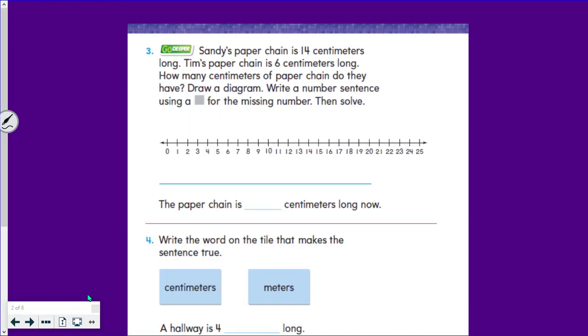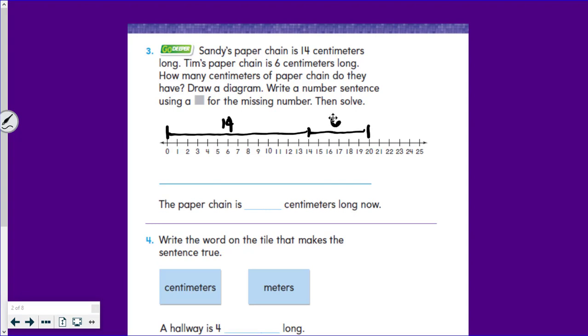Let's go to the next page. All right, so Sandy's paper chain is 14 centimeters long. So we'll start here, and it's 14 centimeters long. Okay, and then we'll write 14 above that line. And then we know that Tim's is 6 centimeters long. We want to find out how much they have all together. So we got 1, 2, 3, 4, 5, 6.